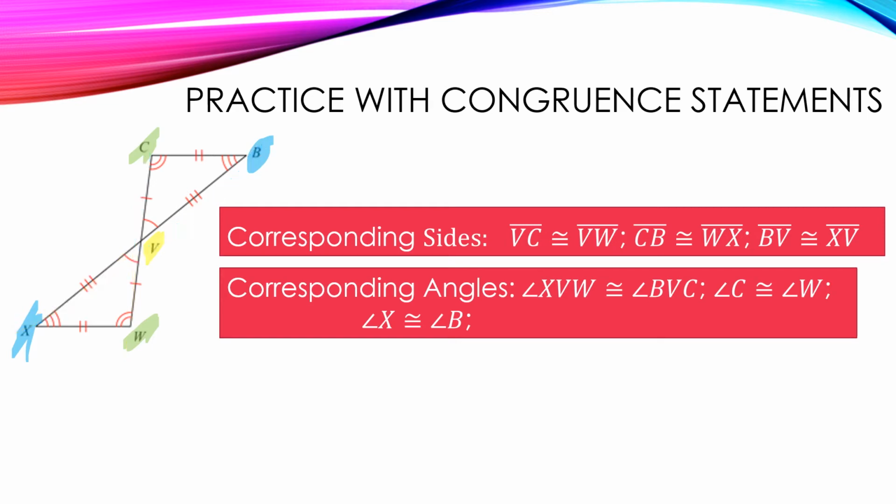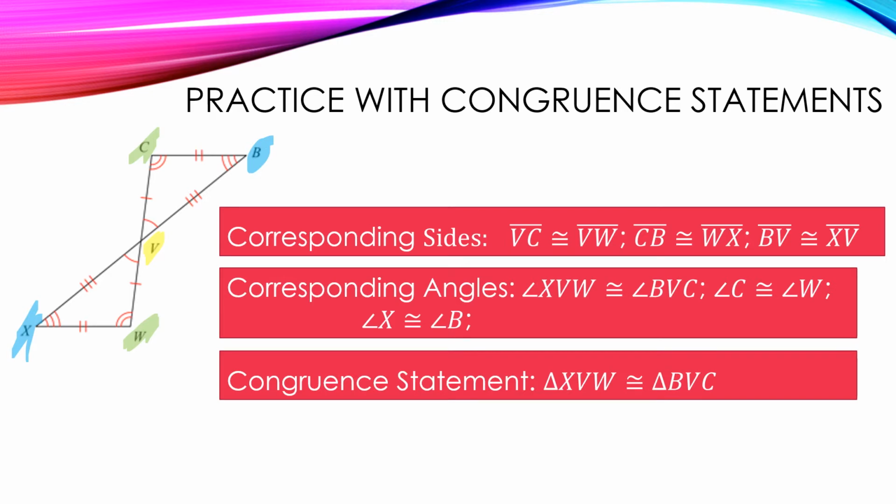Let's erase this here. Okay. Then we also have angle C is congruent to angle W, and angle X is congruent to angle B. So for our congruent statement, and it doesn't matter what order you put these in, you just need to make sure it goes with the corresponding vertex. So triangle XVW is congruent to triangle BVC. You could also say triangle VWX is congruent to triangle VCB. Okay, you just need to make sure that it follows the same vertex order.